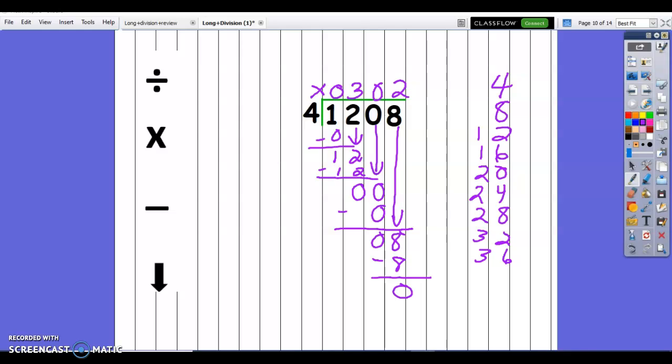4 divides into 12 3 times. 3 times 4 is 12. You subtract, you get 0, bring down your 0. 4 divides into 0, 0 times. 4 times 0 is 0. Then you bring down your 8, and 4 divides into 8 2 times. 2 times 4 is 8, leaving 0. And your answer is 1,208 divided by 4 is 302.